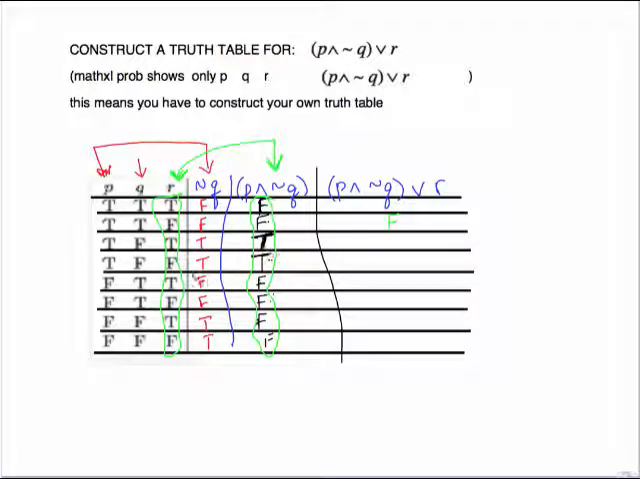Any other place I have a false, false? Yep, right there. And right there. Since that's the only time an OR statement is false is if both of those are false, then I can go back and fill in trues for all of those. And this might be all MathXL asks you to enter on a drop-down menu is the last entry.